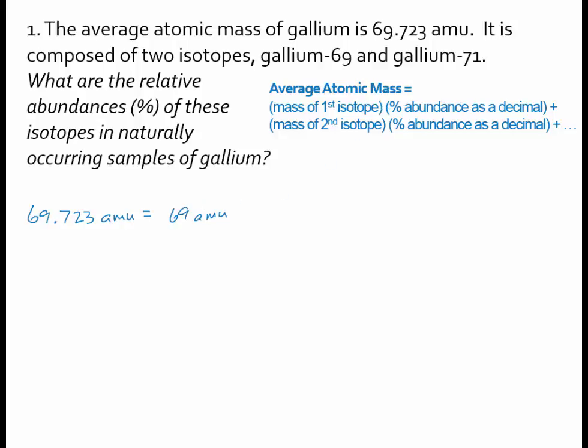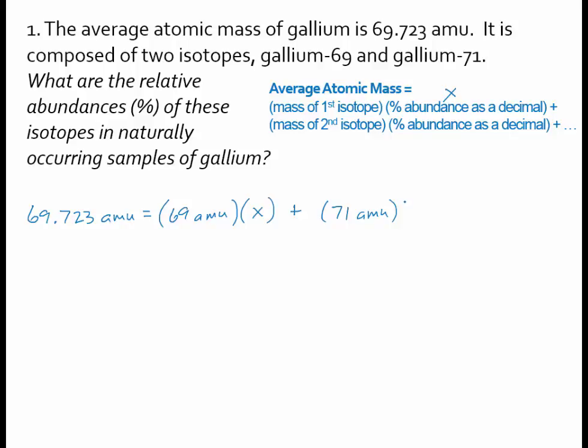I don't know what its percent abundance as a decimal is, so as is often the case in math, we'll fill that in with a variable, and we'll call it x because it's one we're comfortable with. And so x here represents the percent abundance as a decimal of the first isotope, which is gallium-69. So the equation says mass times percent plus the second mass times the percent. Well, my second mass is gallium-71, and so my second mass is listed as 71 AMUs. And I don't know my second percent abundance either. So this second percent abundance is also an unknown variable.